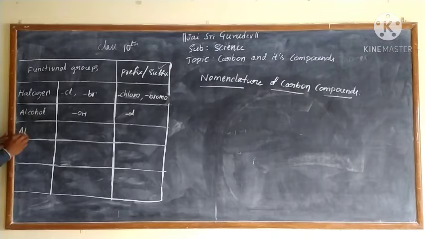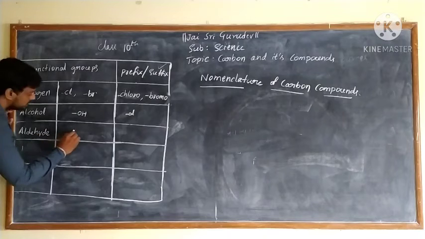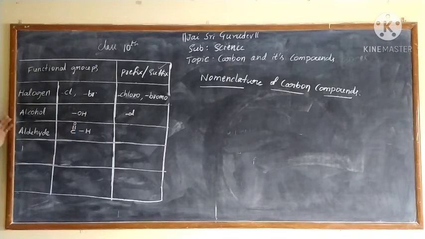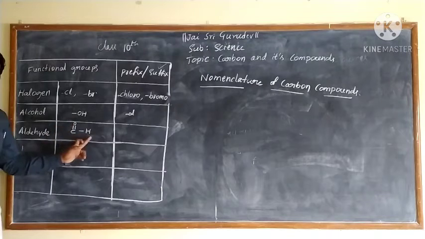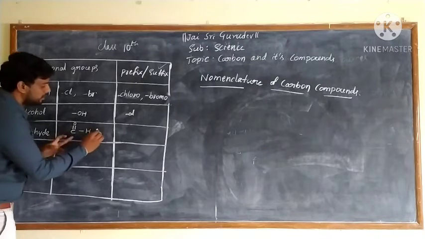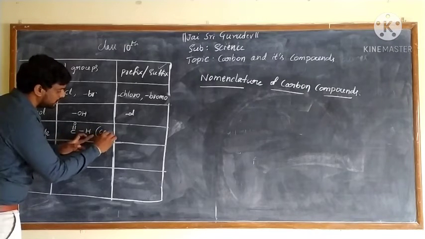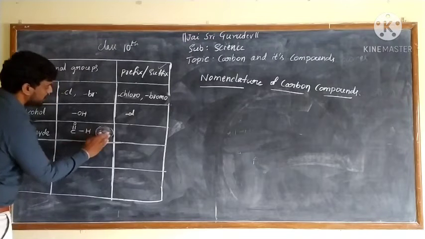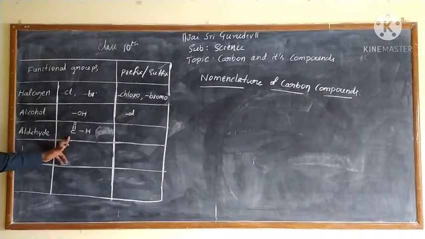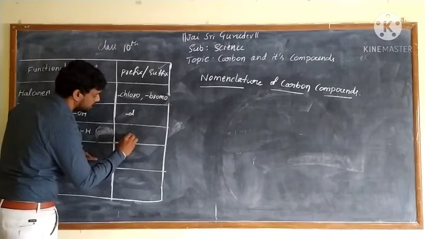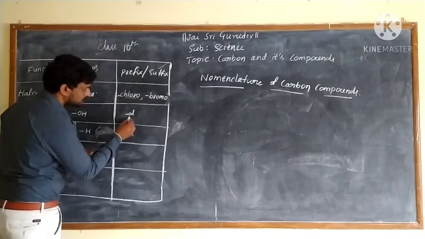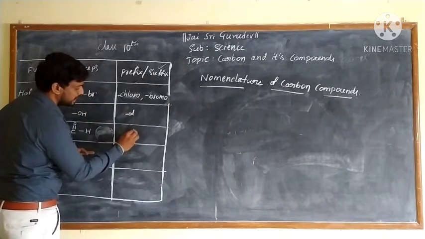Next functional group is aldehyde. What is the formula of aldehyde? C double bond O, single bond H, in short form CHO. This is the formula of aldehyde. Then what is the suffix for aldehyde? Yes, al. This is ol and this is al.